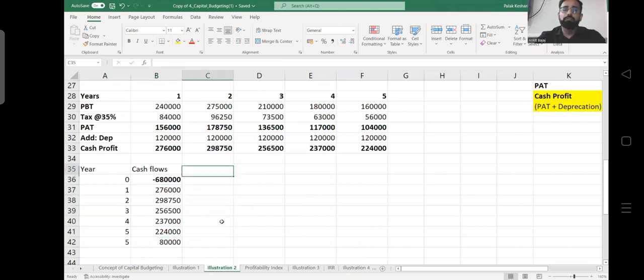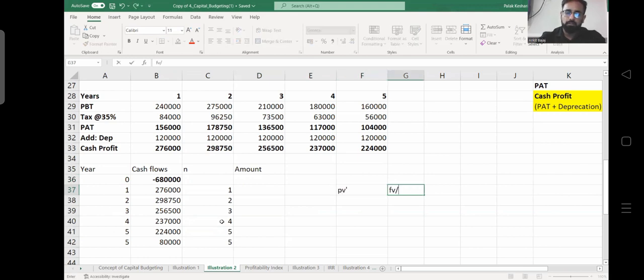Chalo. Now what we have to do, we have to calculate the present value. So I won't be using the formula. Here I will write down N. N is going to be 1, 2, 3, 4, 5 for these cash flows, right? Then I will apply the formula. What is the formula to calculate present value? Very good. So this is the formula which we have to use.